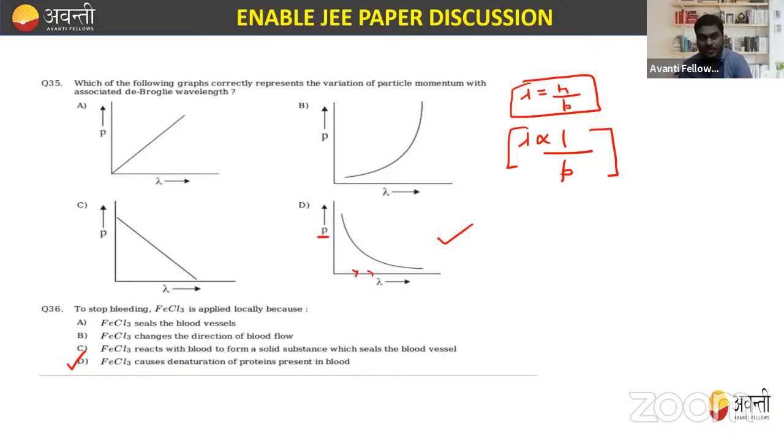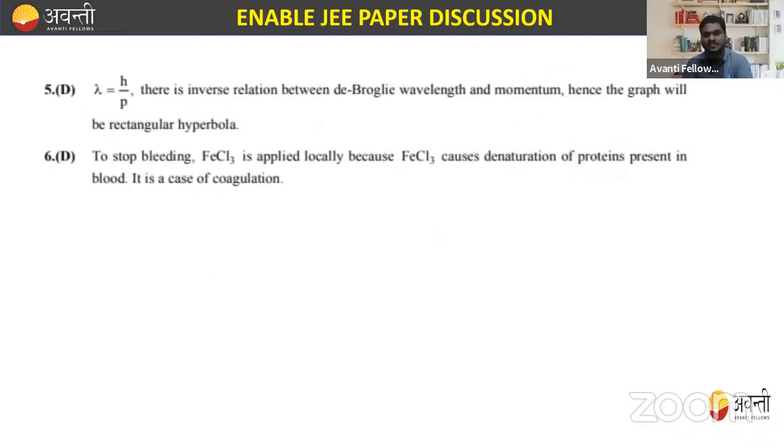Whenever there is a change in temperature or pH, the biological activity of protein is damaged, and this is called the denaturation of protein. So FeCl3 causes denaturation of protein present in the blood. Okay, so this is the fact. To stop the bleeding, FeCl3 is applied locally because it causes denaturation of protein present in the blood, and it is a case of coagulation.